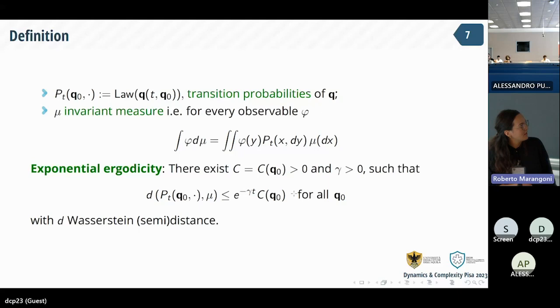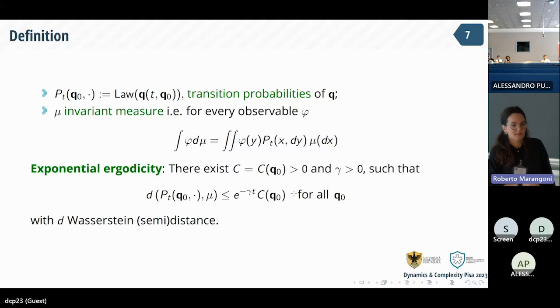And if the invariant measure is unique, then it's going to be also ergodic. In our case, this is the definition that we use for exponential ergodicity, but it's widespread. So we are asking that there exists a constant that may depend on the initial condition, and a parameter gamma that doesn't necessarily. And then you have some sort of convergence of the transition probabilities to the invariant measure. So this is effectively exponential convergence of transition probabilities to the invariant measure.